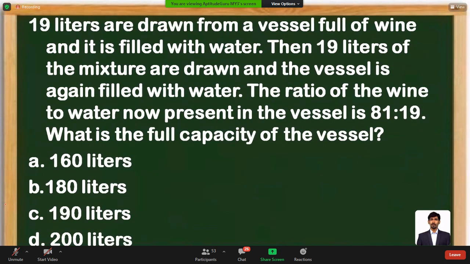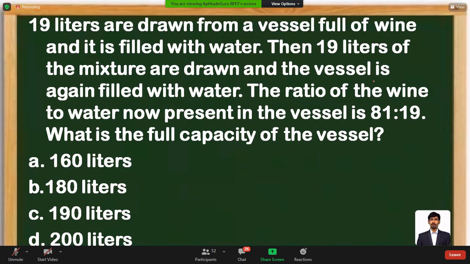Look at the next question. The question is a little different here. 19 liters are withdrawn from the vessel full of wine, and it's filled with water. So from a vessel, 19 liters is removed and it's filled with water. And then 19 liters of mixture is withdrawn and filled with water. That means overall 2 times they have done.